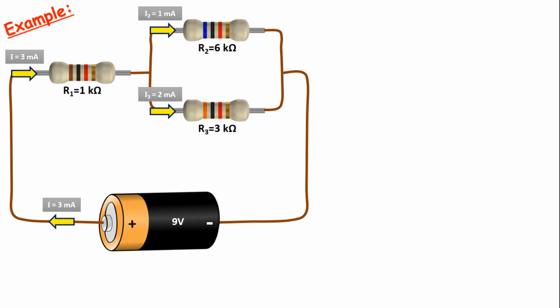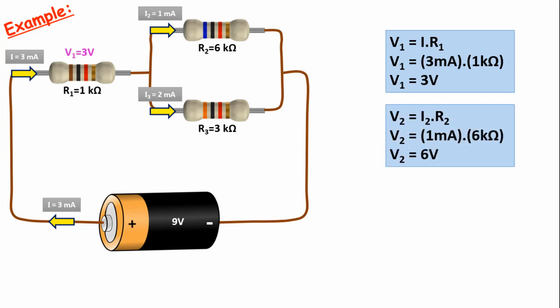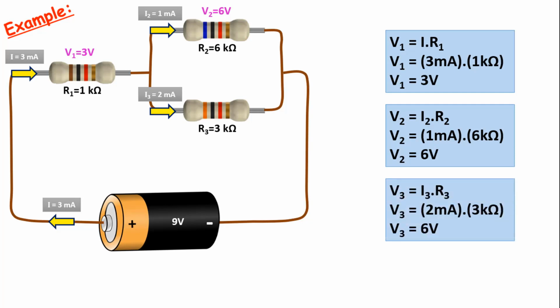Now that we have found the currents flowing through the resistors, let's find the voltages across the resistors. According to Ohm's law, we can easily find the voltage value by multiplying the resistance values by the current flowing through that resistor. The voltage across resistor R1 will be I times R1, so 3 milliamps times 1 kΩ is 3 volts. The voltage across resistor R2 will be I2 times R2, so 1 milliamp times 6 kΩ would be 6 volts. The voltage across resistor R3 will be I3 times R3, so 2 milliamps times 3 kΩ would be 6 volts.